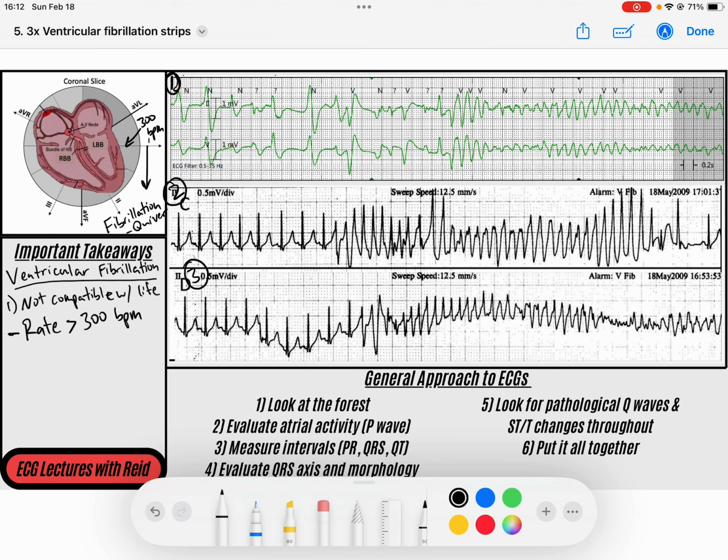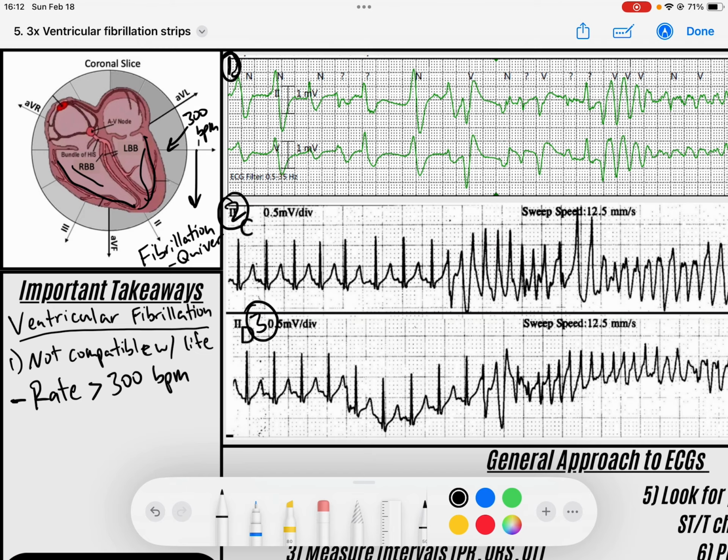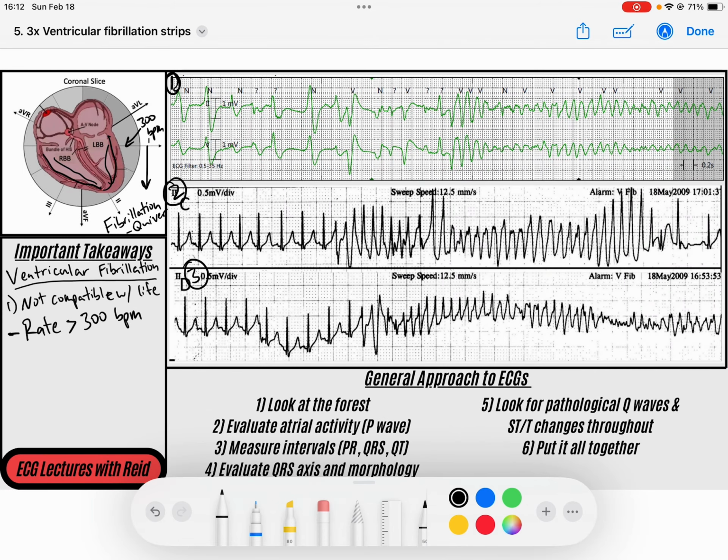Imagine trying to squeeze your hands 300 times a minute. The squeeze would be very minimal, if anything at all. And so the ventricles just kind of quiver, right? They just kind of quiver. And so that's why this is not a rhythm that's compatible with life. So the rate is over 300 beats per minute, and it is polymorphic. Okay? So polymorphic means that you will not see the same shape of the QRS every single time. Sometimes that polymorphic can appear organized, right? But it's going too fast to where it's now a fibrillation.